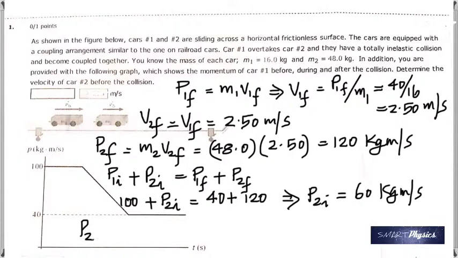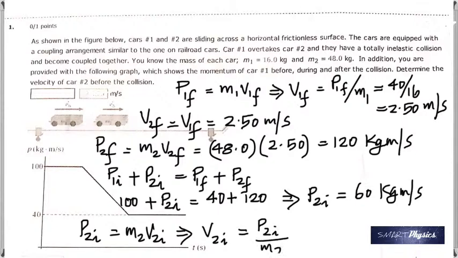But momentum is the product of mass and velocity. So from that, we can now find the initial velocity actually of the second object. Because we know P2I is 60 and its mass is given as 48. You divide that, you get 1.25 meter per second. So that's the answer.